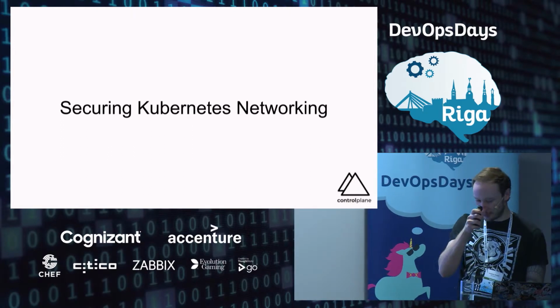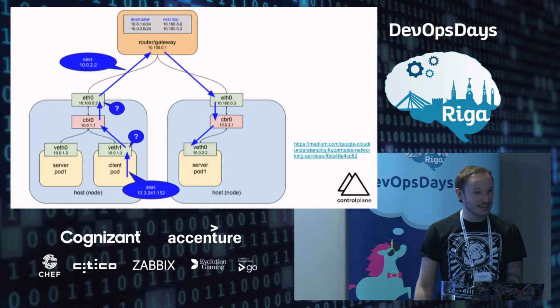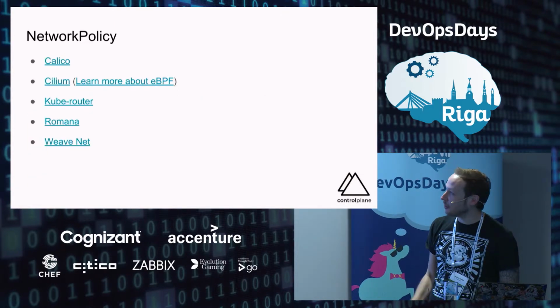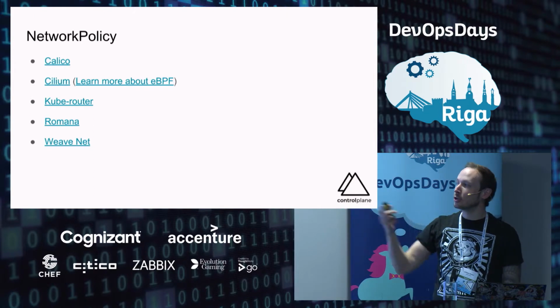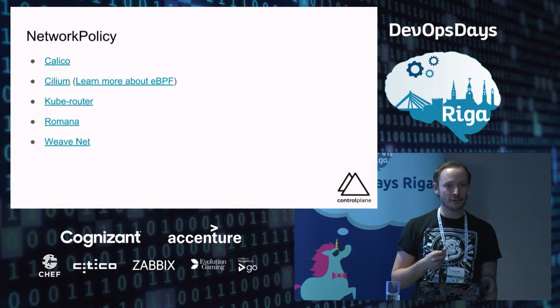So, moving on to networking. 6 minutes left. Look at the complexity. It's very annoying to debug. So what we can do here is we can utilize network policy, which is essentially Kubernetes native firewalling.